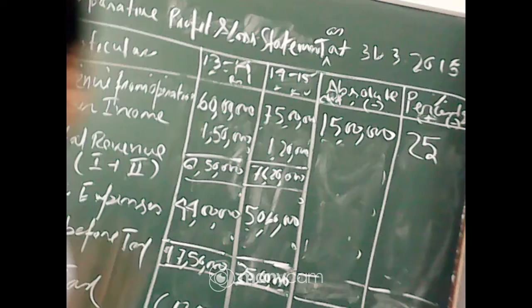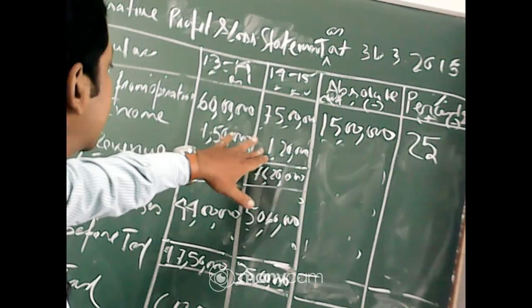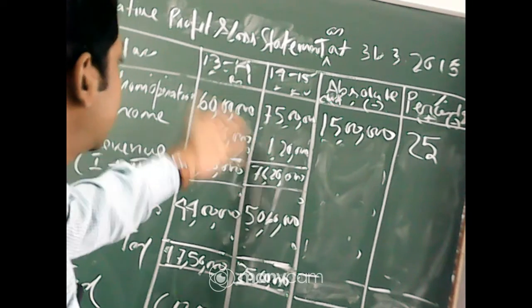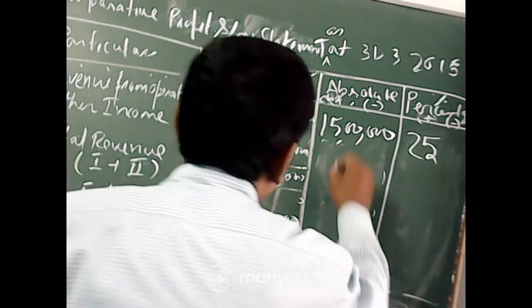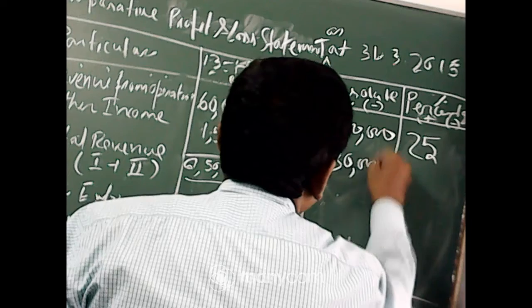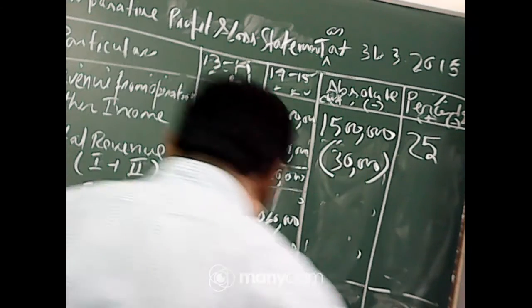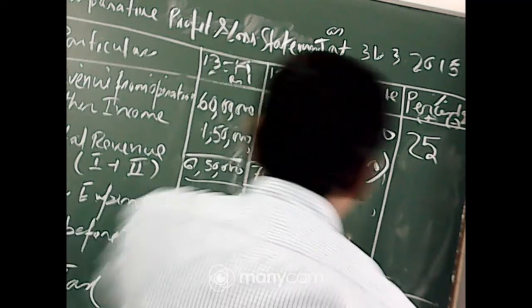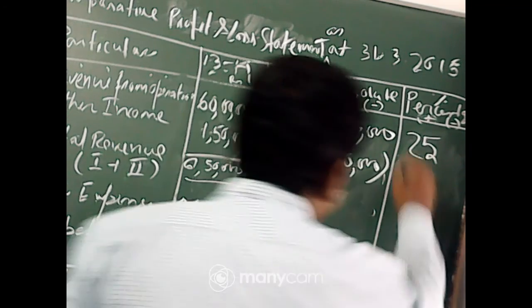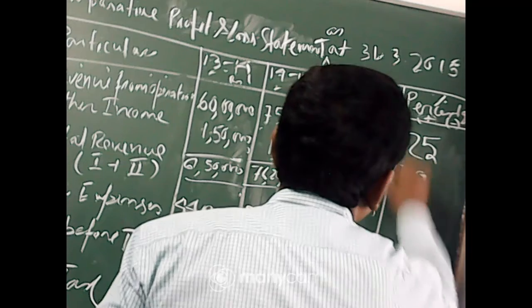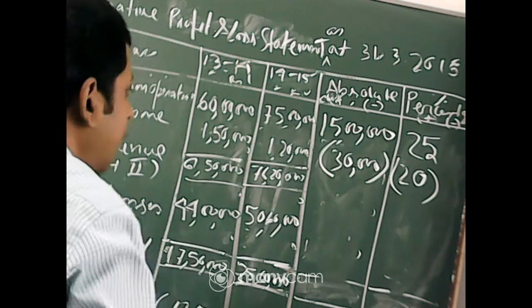Now what is other income? There is 1,50,000, and this year 1,20,000, means this is a decrease in other income. What is the amount of decrease? That is 30,000. We have to write it in brackets because it is a minus figure, and 30,000 divided by 150 will be the percentage, that is 20%. So 20% decrease was there, so it will also be in brackets.